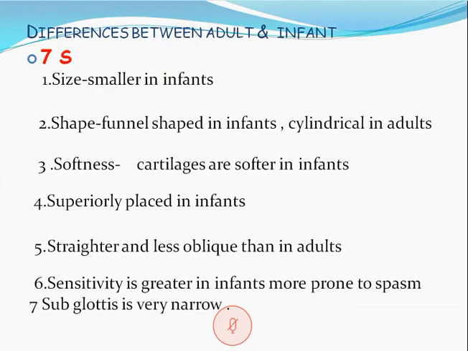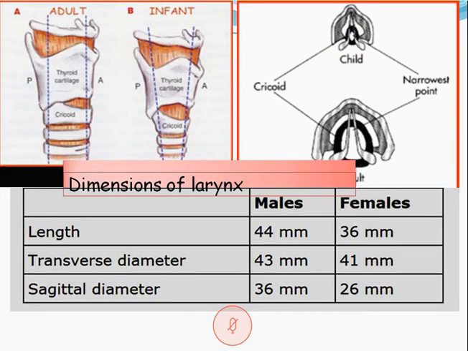The difference between adult and infant, you can remember as 7S. Size is smaller in infants, shape is funnel shaped in infants, cylindrical in adults. It is soft in infants, superiorly placed in infants, straighter and less oblique than in adults. Sensitivity is greater in infants, and that is the reason why it is more prone to spasms. Subglottis is very narrow.